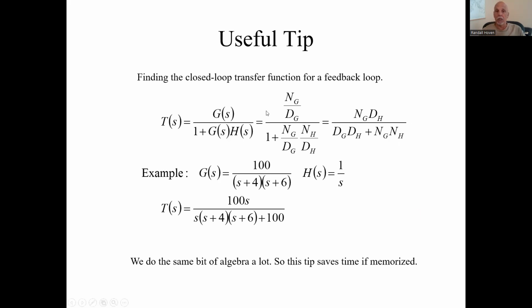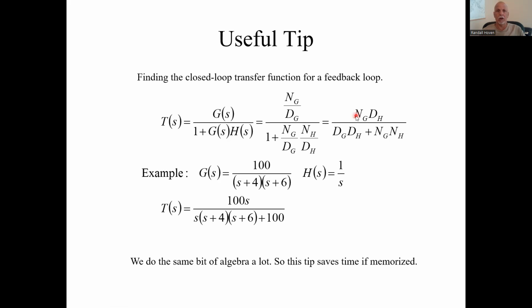Here's a useful tip, by the way. You know, you're trying to get this thing. Remember, this was that general formula where G is the forward path gain and H is the feedback path gain. Here was the formula for that whole closed loop transfer function. Well, G and H have numerators and denominators. You can do this little bit of algebra ahead of time. You kind of have a formula for it. The denominator is just the product of the two denominators plus the product of the two numerators.